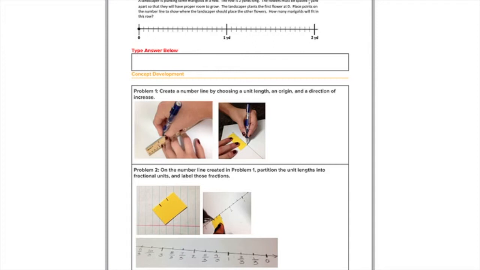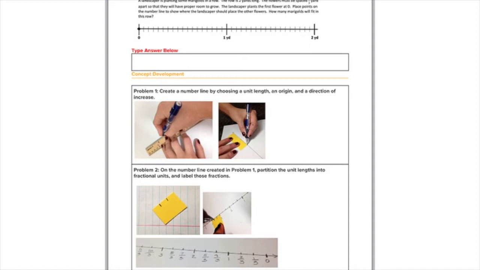The landscaper plants the first flower at 0. Place points on the number line to show where the landscaper should place the other flowers. How many marigolds will fit in this row? So I know the row is 2 yards long. So how many will fit in that 2 yards? Now, if you're able to write on your screen to edit this, you can edit it. Otherwise, draw this number line on your piece of paper, if that helps, making sure to have the correct amount of tick marks. Okay, so the whole thing is 2 yards.